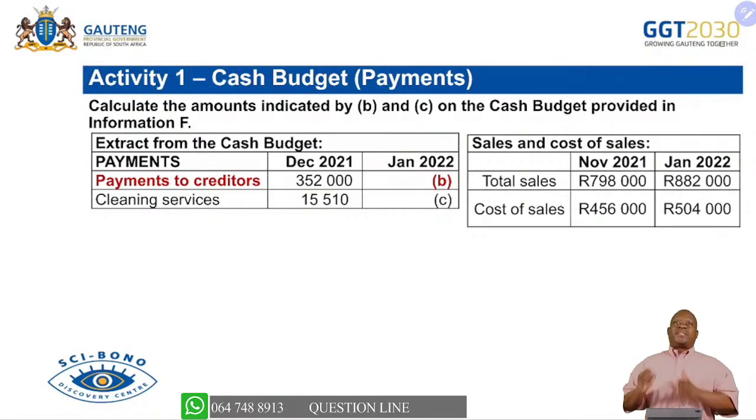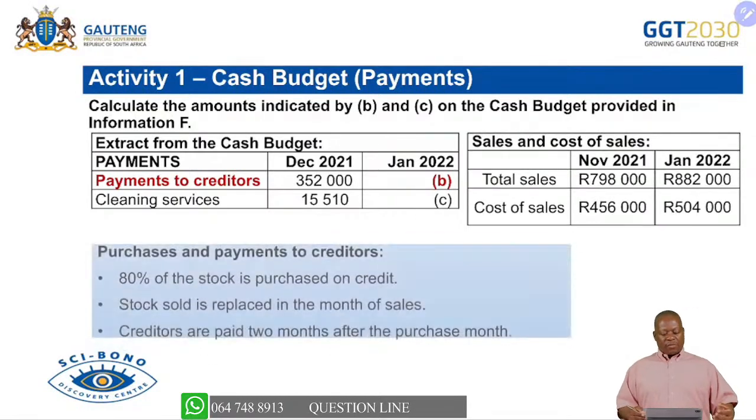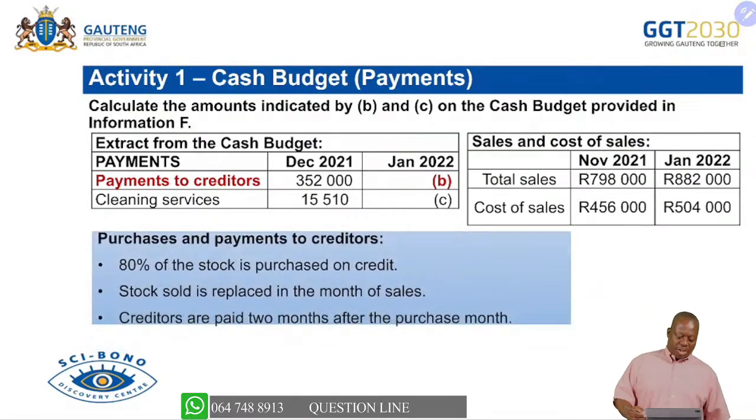Our cost of sales are our purchases. Our cost of sales represents our purchases. So we are given the purchases in a way, in the form of cost of sales. And then they gave us additional information here with regards to purchases as well as payments to creditors.